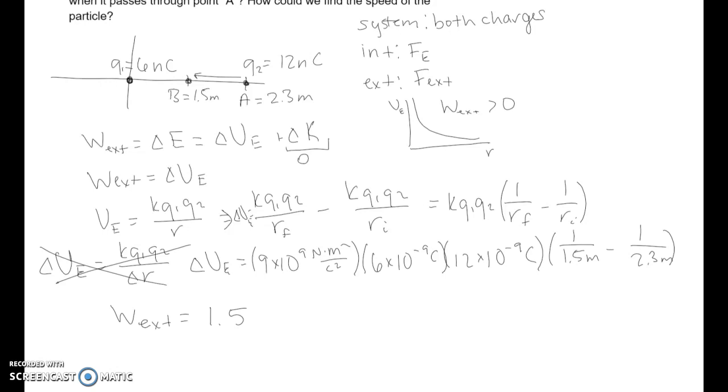Oh man, I rounded the wrong number of sig figs. I only rounded to 2 sig figs, but we should round to 3. No, deal with it. All right, 1.5 times 10 to the negative 7 joules. So that value is positive, like we expect. It's a pretty small amount of energy.